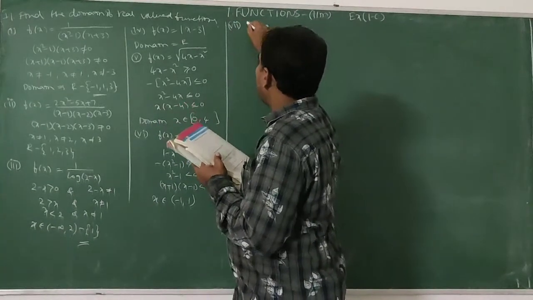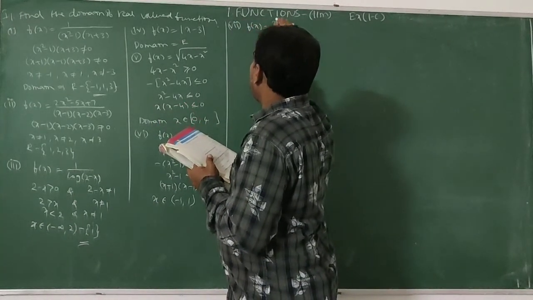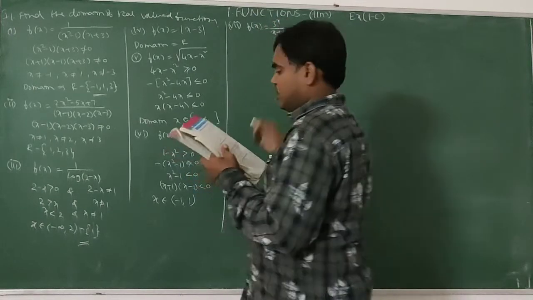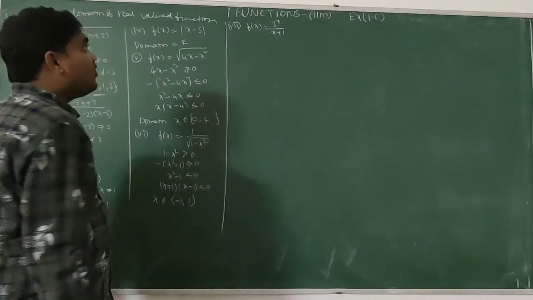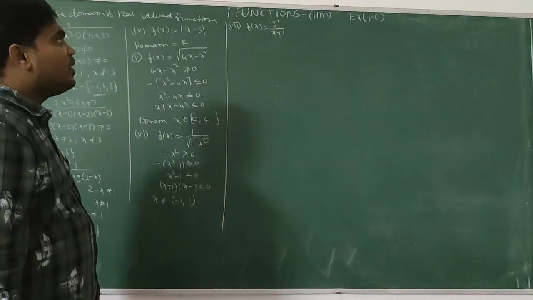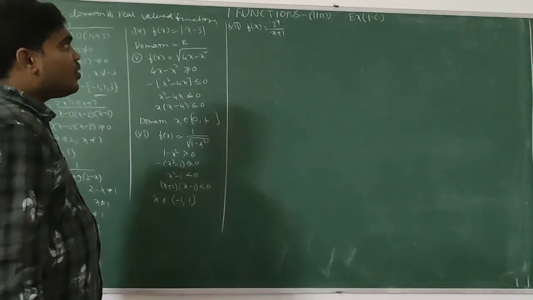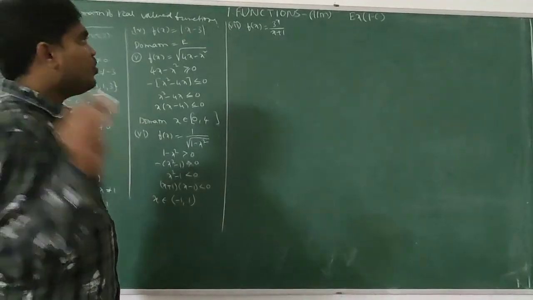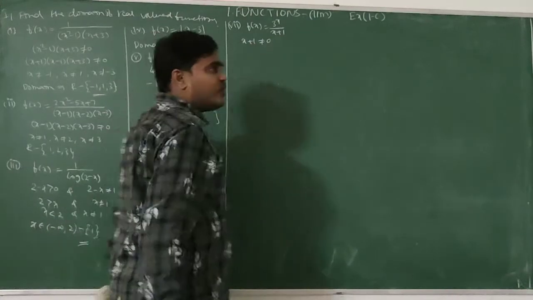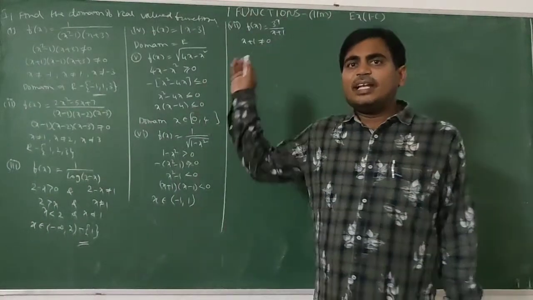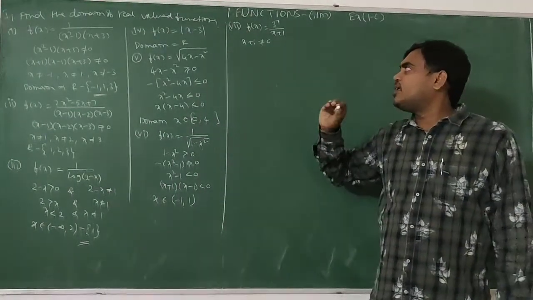f of x equal to 3 power x by x plus 1. Now, if f of x equals 3 power x by x plus 1, simply the denominator won't be equal to 0. So x plus 1 is not equal to 0. If x plus 1 equals 0, the denominator is equal to 0, and such a function does not exist.